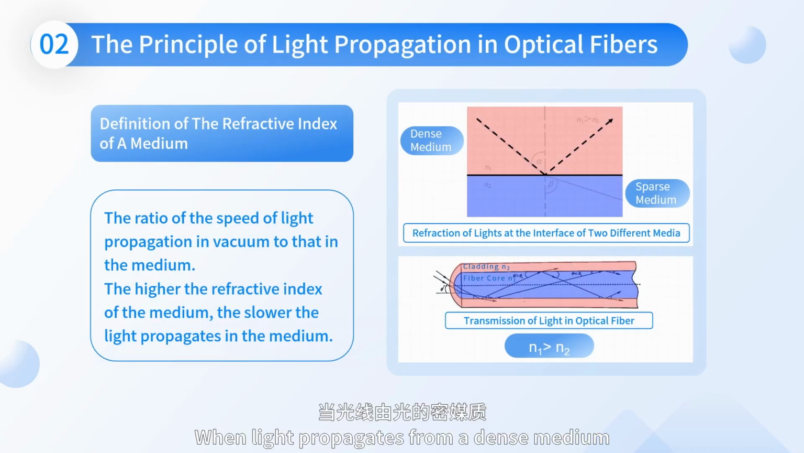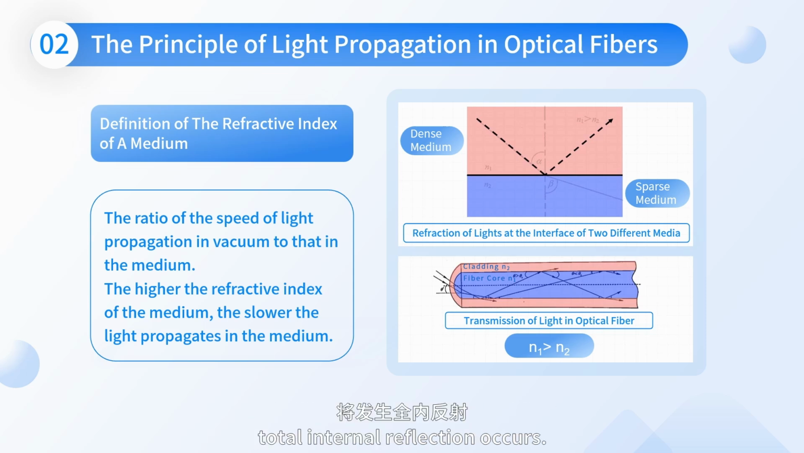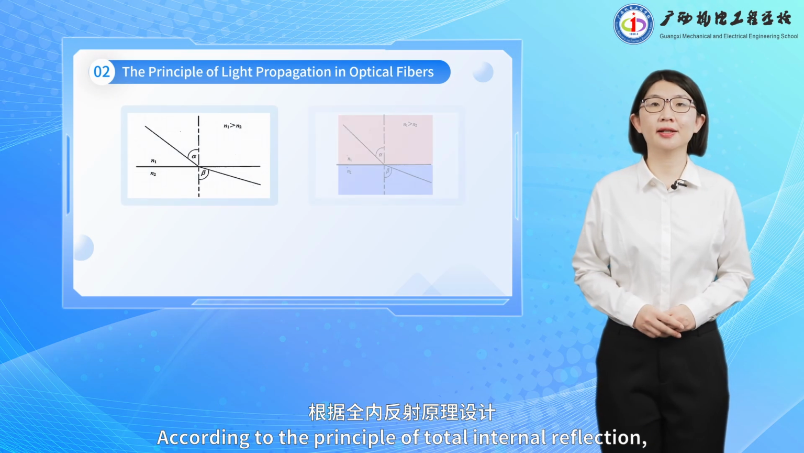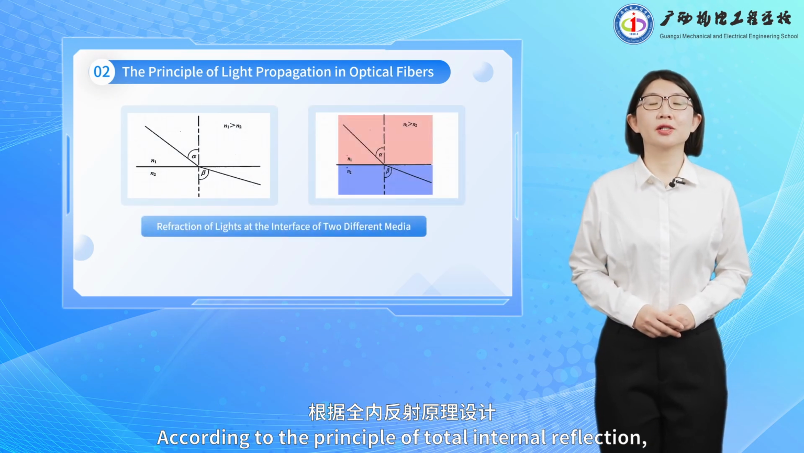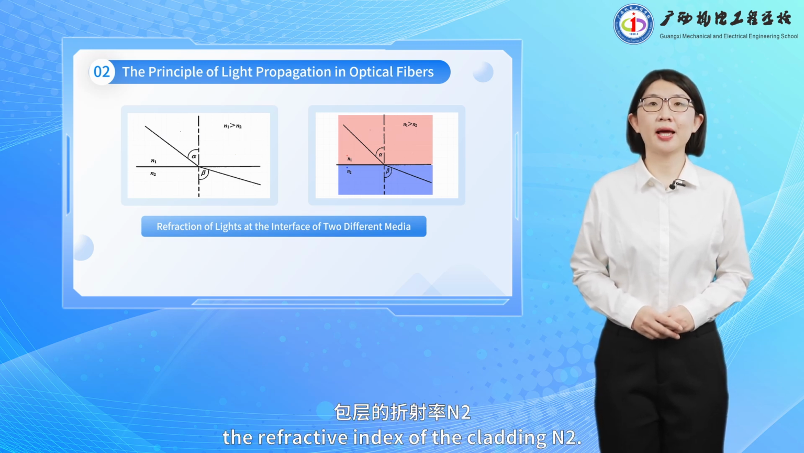When light propagates from a dense medium with a high refractive index to a sparse one with a low refractive index, total internal reflection occurs. This means that the reflected light remains within medium 1, illustrating the principle of light propagation in optical fibers. According to the principle of total internal reflection, the refractive index N1 of the fiber core will be larger than the refractive index N2 of the cladding.